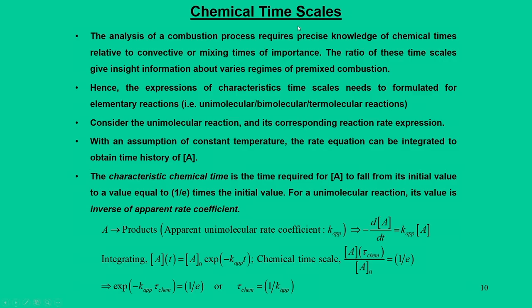So, this is the basic philosophy for determining the chemical time scales in a combustion process. The analysis of a combustion process requires precise knowledge of chemical times relative to the convective mixing time of importance. What it means is that when combustion takes place, either through a premixed mode or a diffusion mode, the flame gets established and keeps propagating. To keep it in a sustained mode, we need fuel and air to mix properly, and this mixing process has some finite time.